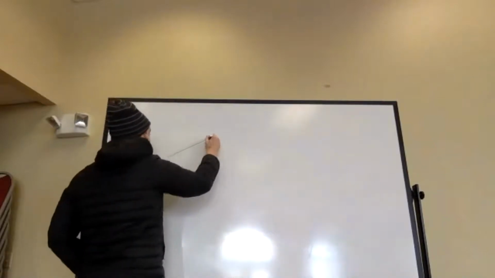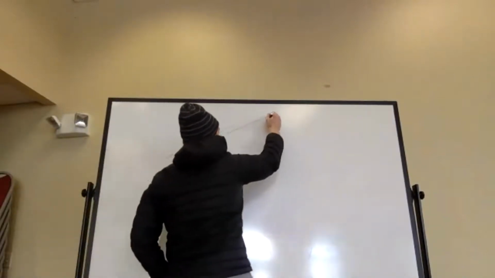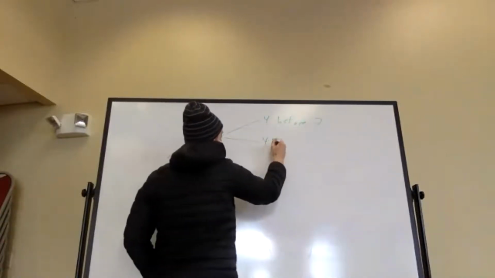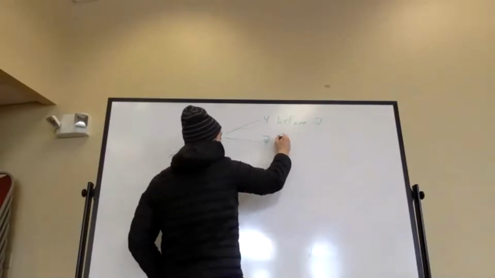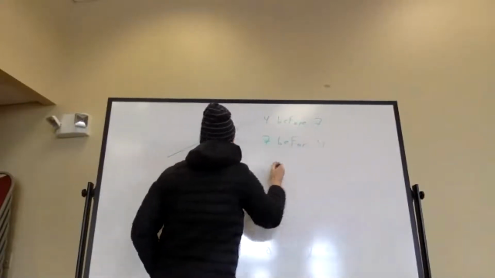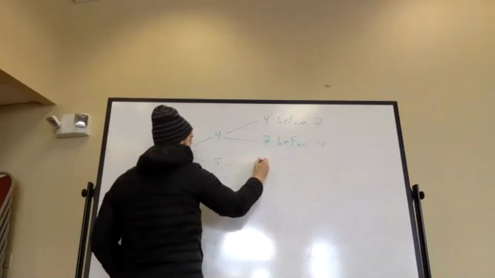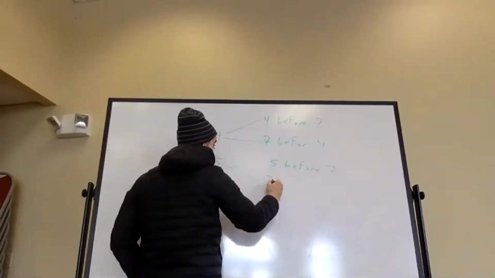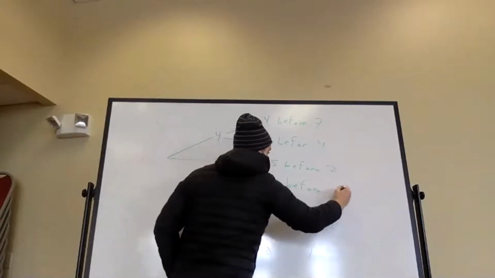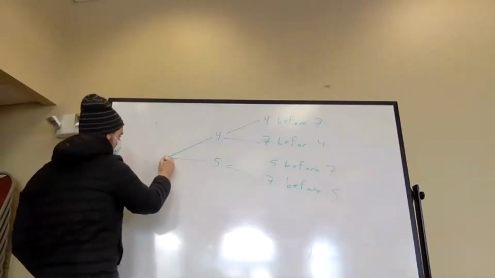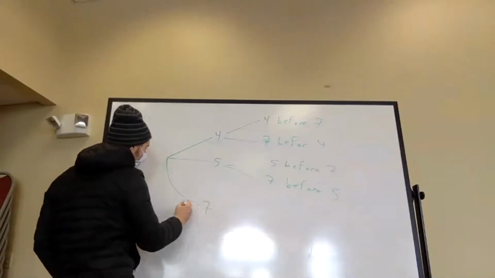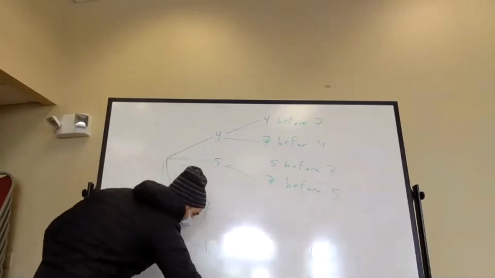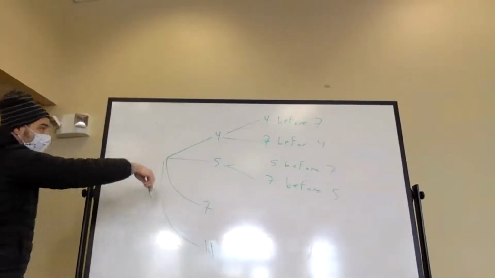So I could get a 4, and then 4 before 7. That's a win. I can also get a 4, like 7 before 4. 5, 5 before 7. 7 before 5. There's also a 6 branch. Let me ignore that for a second. 7 and 11 were the other ones that sort of stand out. Okay, so there's far more branches here, right?